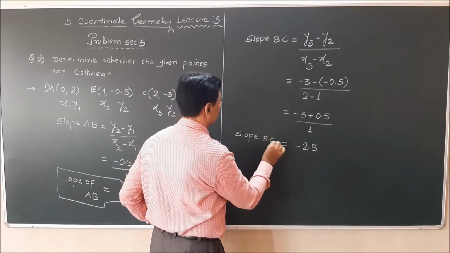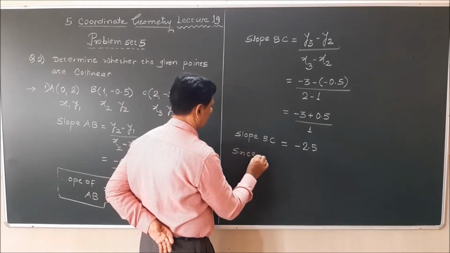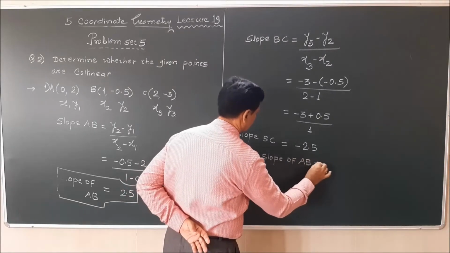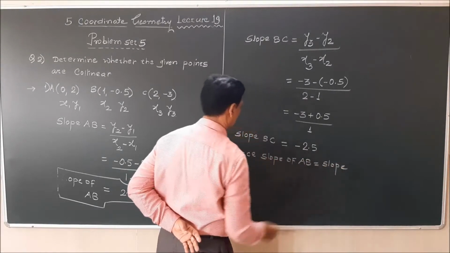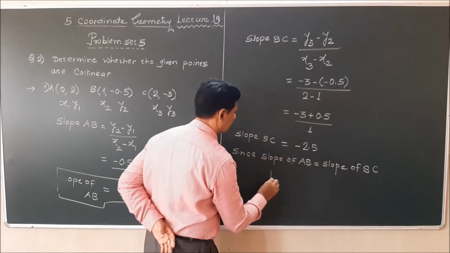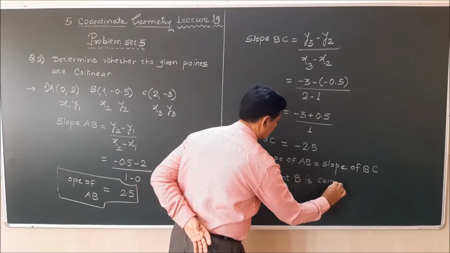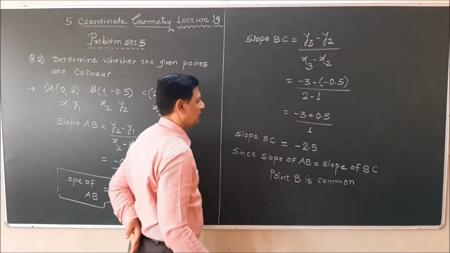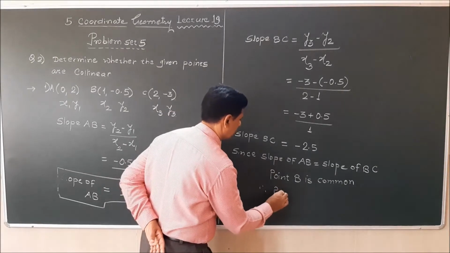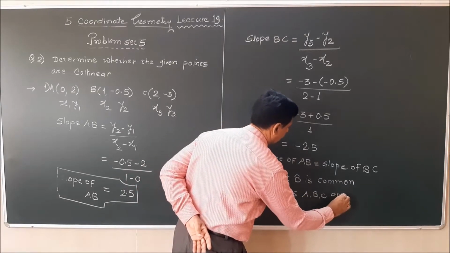slope of BC. So next statement is as such, since slope of AB is equal to slope of BC, and point B is common, therefore, since we got the slope the same and point B is common, points A, B, C are collinear.